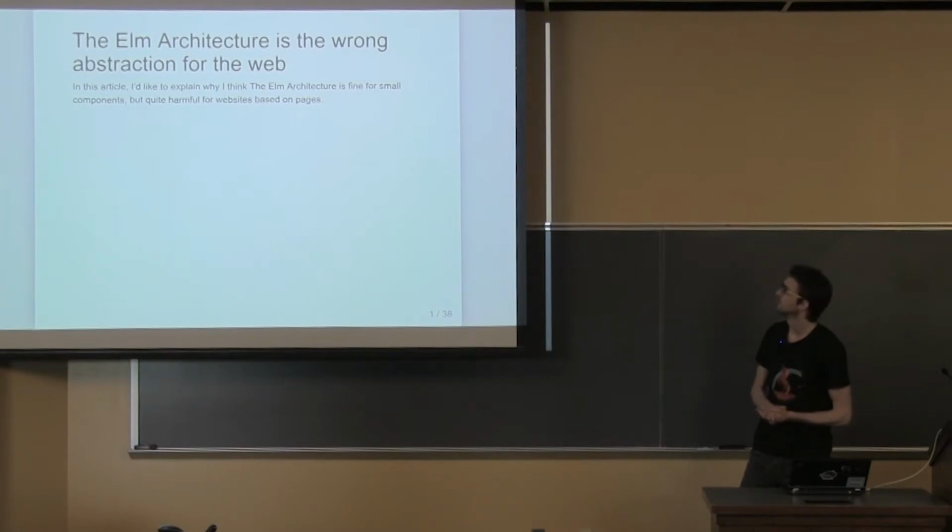I'm wondering if I should show the Elm architecture. Does anybody not know what the Elm architecture is here? Okay, yeah. I don't need to do that then. But yeah, you separate your entire app into an update and a view function. And then you also want to have a single state type for this entire application.